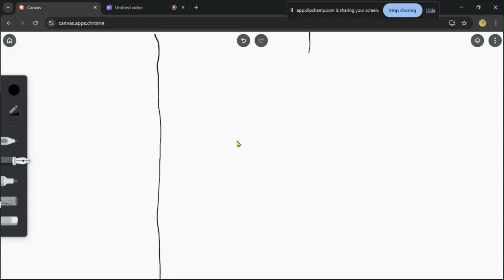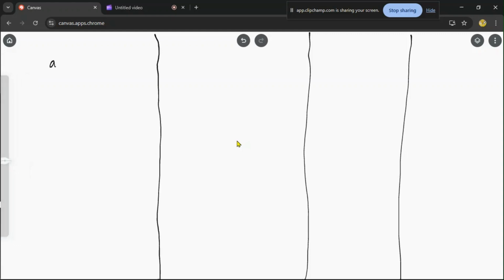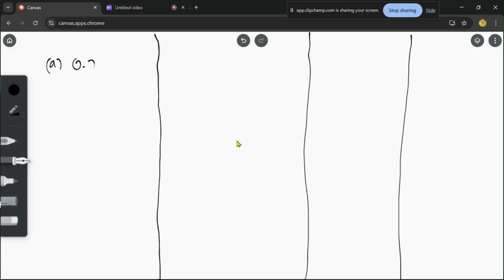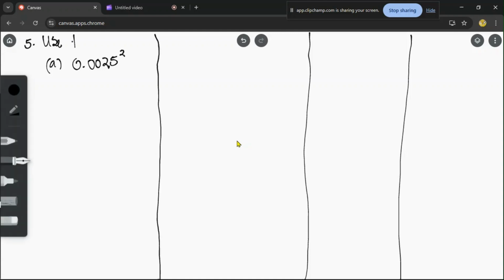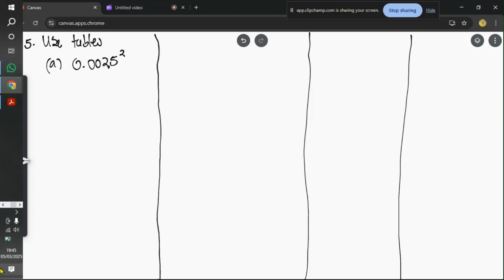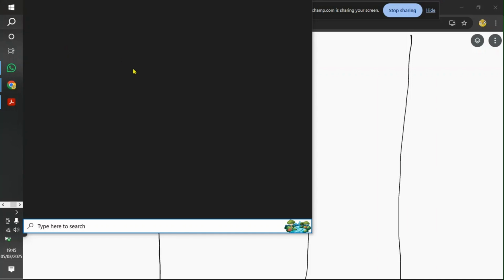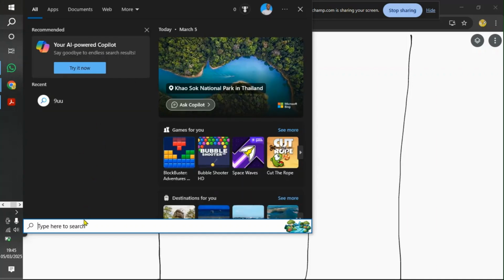Let me open my mathematical table to see whether we can use that. We want to use mathematical tables to evaluate A, which is 0.002. The instruction here for number 5 is to use tables, of course, the 4 figure. So let me check my table and search the mathematical table to see what I can get.